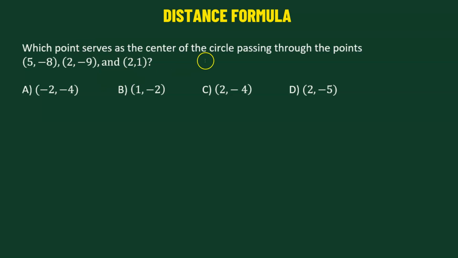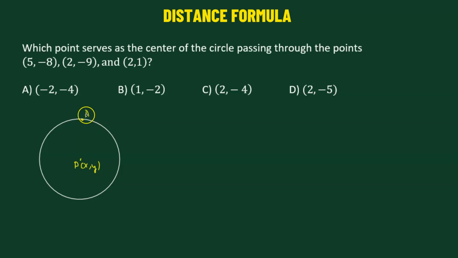So here we need to find out the center of a circle that's passing through the points as given here. Let us begin. Let's suppose we have a circle whose center is given by point P with the coordinate x, y. And the circle is passing through 3 points.